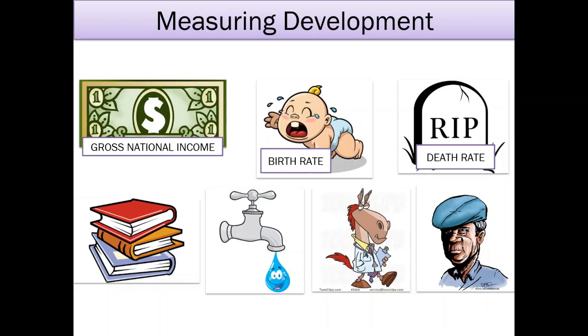So you want a low death rate to show that you've got a high level of development. Okay, next one then is our literacy rate. And literacy rate is telling us how many adults can read and write within a country.